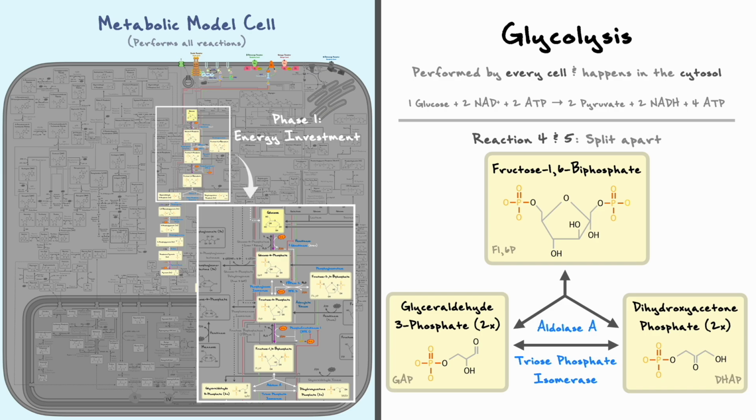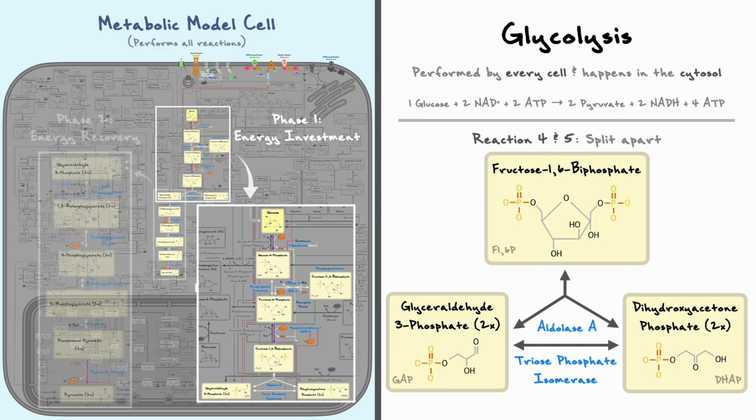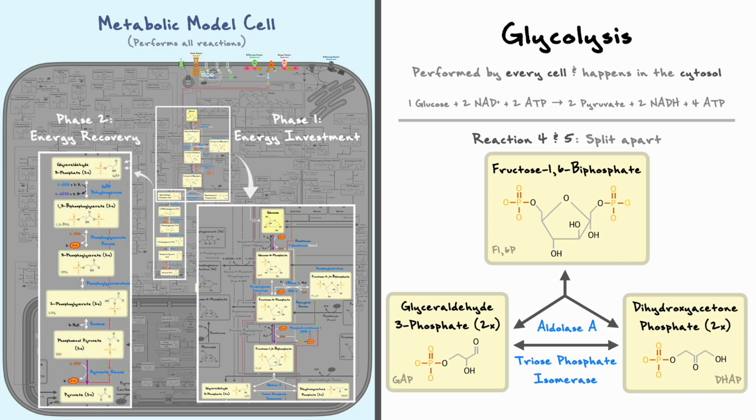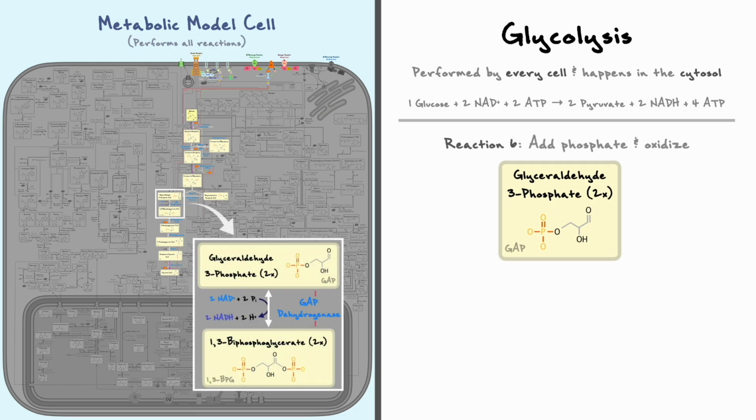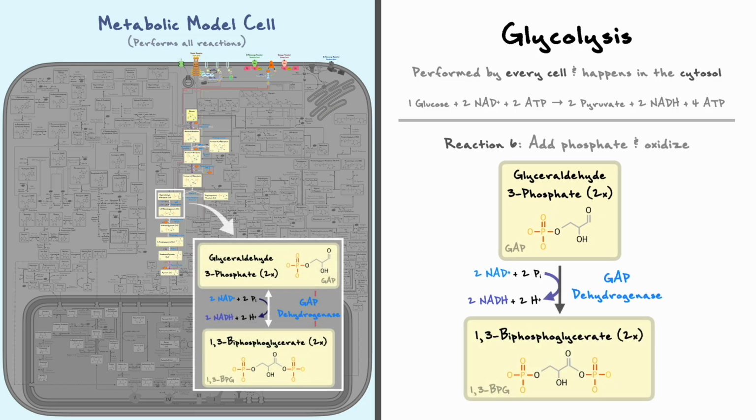In this phase, we started with one glucose molecule, spent 2 ATPs, and got 2 molecules of GAP. In the following phase, called the energy recovery phase, we will produce the 2 molecules of pyruvate along with 4 ATPs and 2 NADH. So, picking up with our 2 molecules of GAP, the enzyme GAP dehydrogenase adds a second phosphate to GAP to produce 1,3-bisphosphoglycerate.